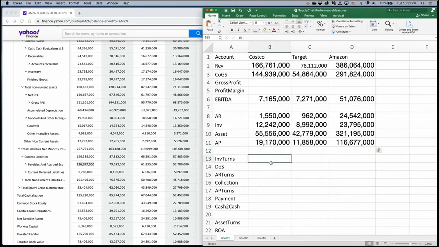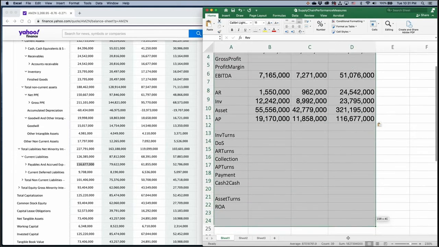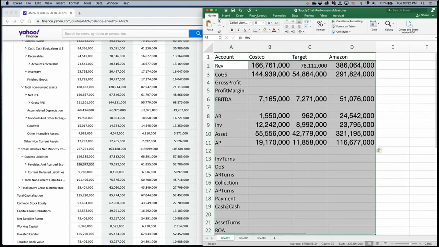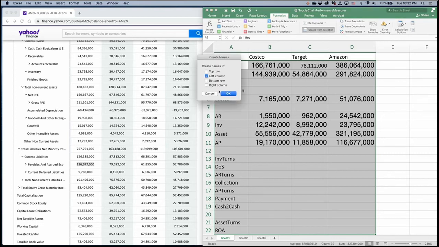Now first of all, we try to use names instead of individual cell numbers, so we can copy all these, and then copy all these, and you can click formula and create from selection, and basically your names are from the left column, and then click OK.